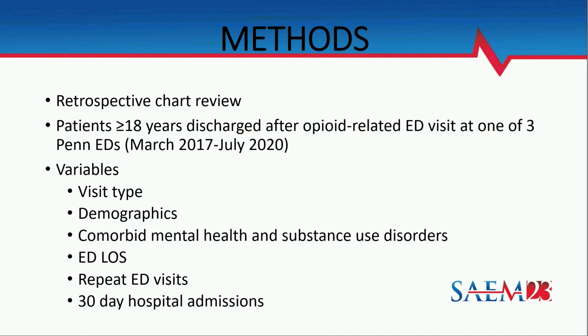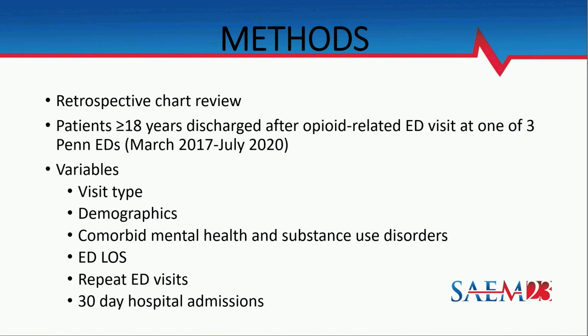So this was a retrospective chart review. So they looked back at all of these charts for patients who were over the age of 18 years old and presented to the emergency department with an opiate use disorder related encounter. And they looked at a bunch of different variables, right? They wanted to know, what did that visit look like? Did they come in after an overdose? Did they come in withdrawal? Did they come in for foot pain? What was it that it was in their chief complaint?